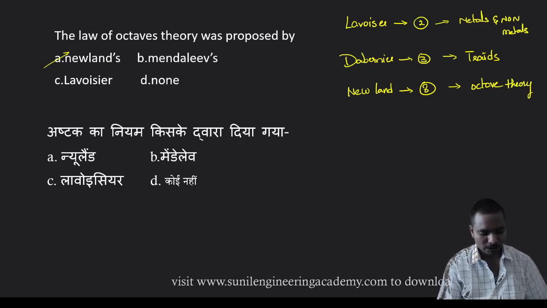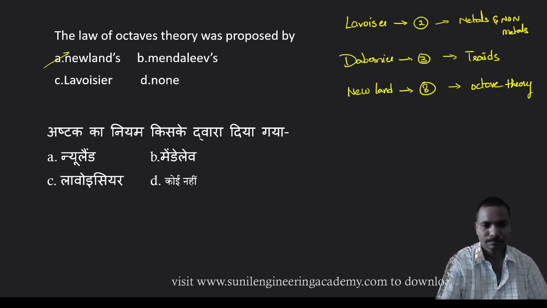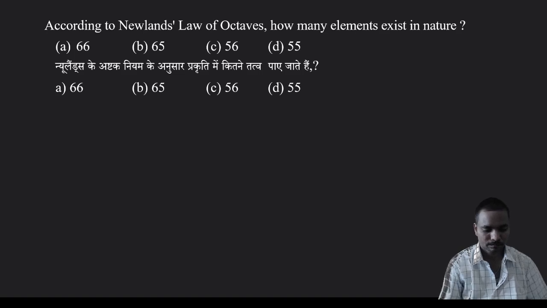Coming to the next question, guys. According to Newlands' octave theory, how many elements existed in nature at the time? I have given this point in the theory also, that is 56. Only 56 elements existed in nature.